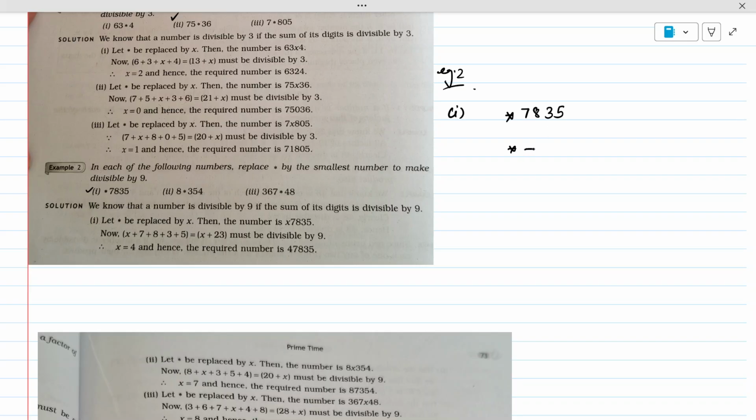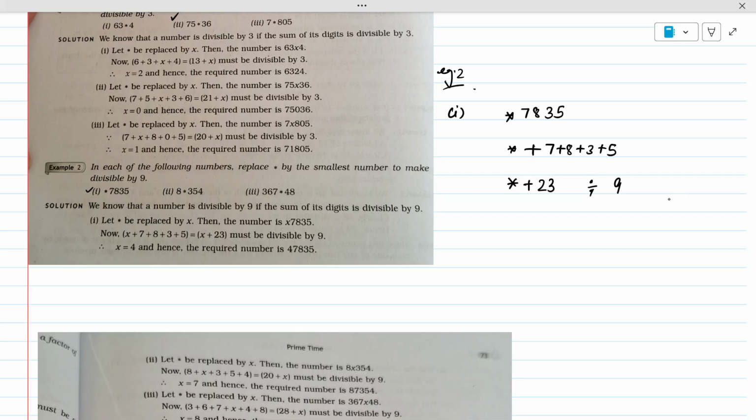So what are we going to do? Star plus 7 plus 8 plus 3 plus 5. This is right. So now 5 plus 3 is 8 plus 8 is 16. And then we have 16 plus 7 which is 23. So star plus 23 should be divisible by 9, right? It should be divisible by 9.